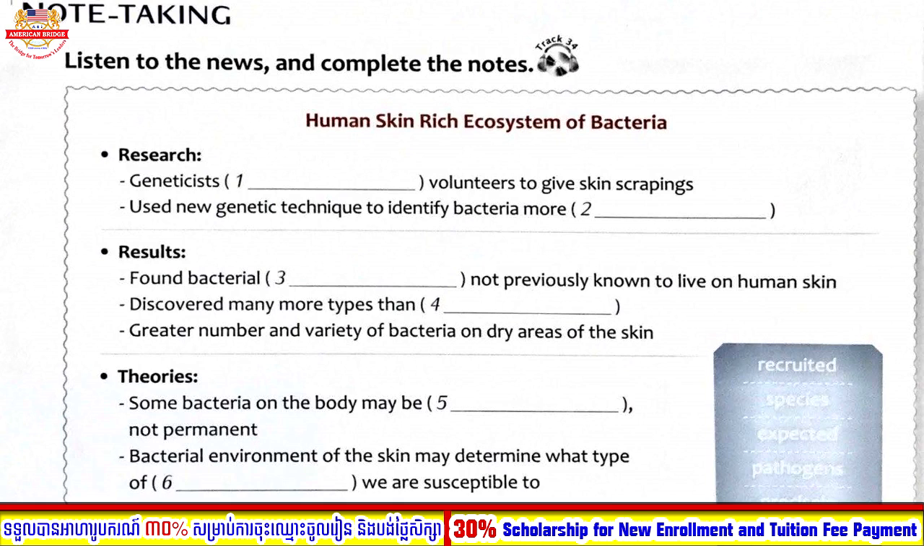Unit 12. Human Skin. Human skin: rich ecosystem of bacteria. Skin is our first line of defense against disease and injury. It's an essential barrier against the germs of the outside world. When you look at your skin, it's hard to imagine that it's completely covered in bacteria. Now, some new research finds your skin is even more colonized by microorganisms than previously thought.